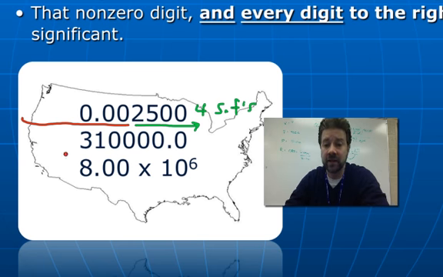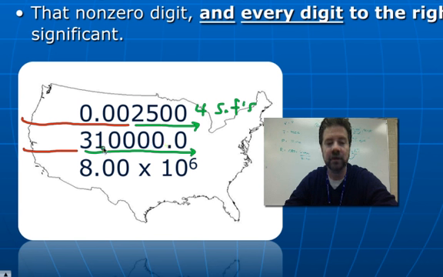310,000.0. Again, because the decimal point is present, I start at the Pacific Ocean and move from left to right till I hit my first non-zero digit, which is not very far at all. It happens to be the 3. So this 3, and then every digit to the right is considered significant. That gives me 1, 2, 3, 4, 5, 6, 7 sig figs for that number.